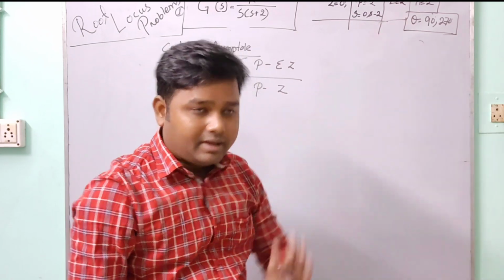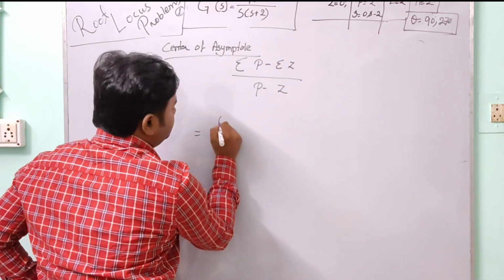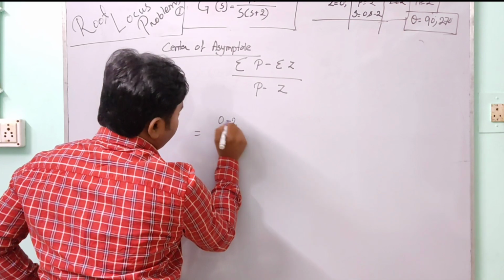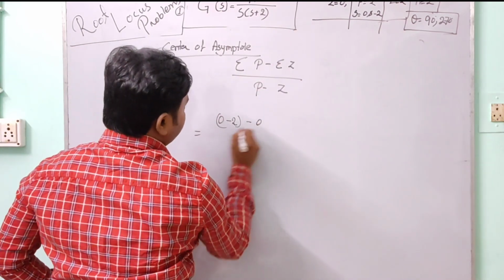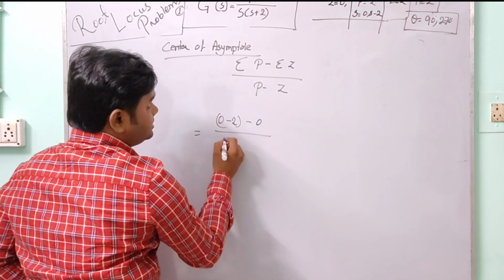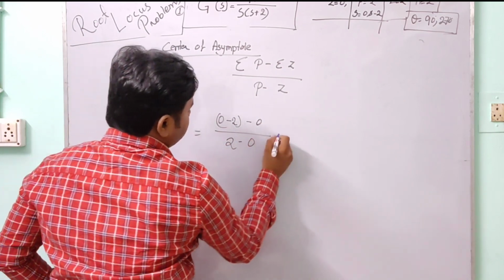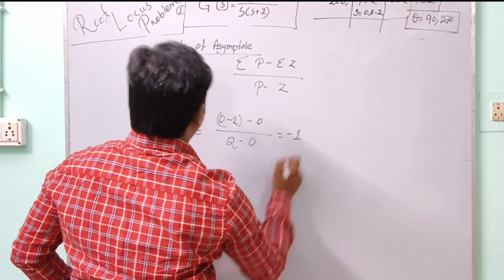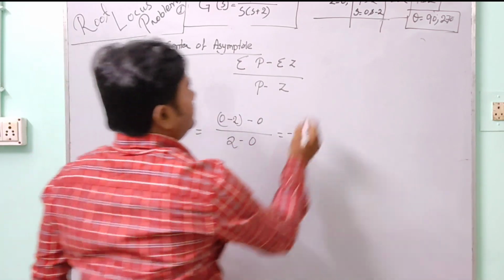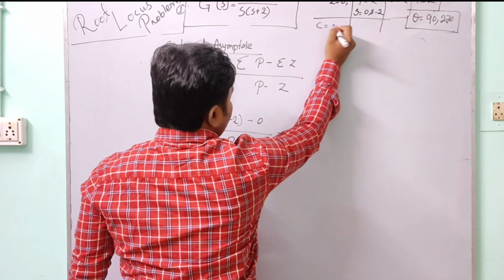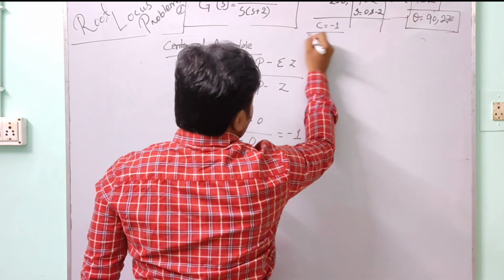Since both have real value, the value here is equal to 0 minus 2 minus summation of zeros. Since there is no zero, it is 0 minus pole minus 0. Pole is 2 and zero is 0. So here the value is equal to -1. So the center of asymptote is equal to -1.